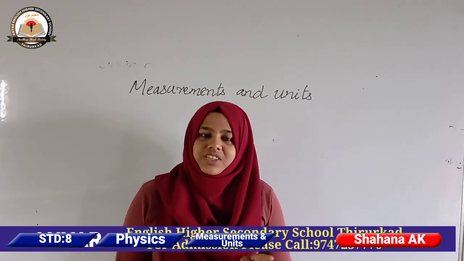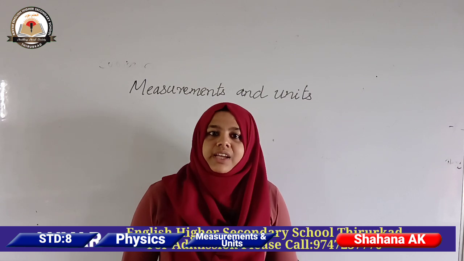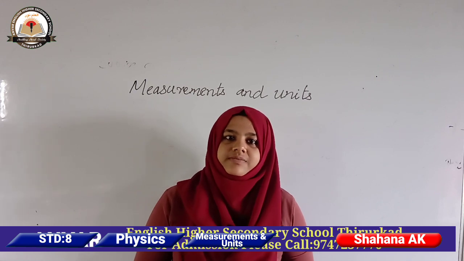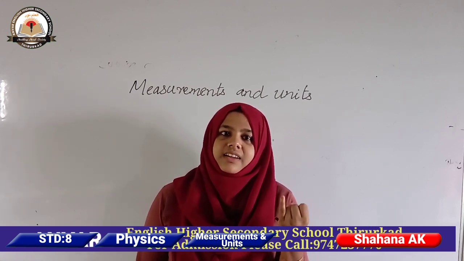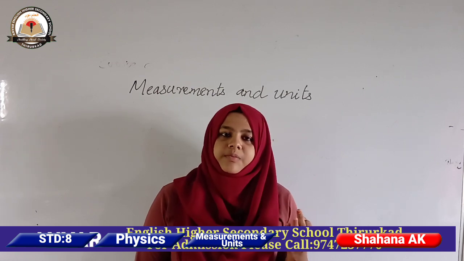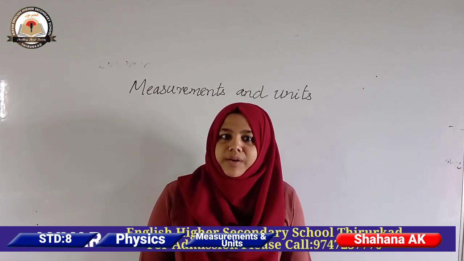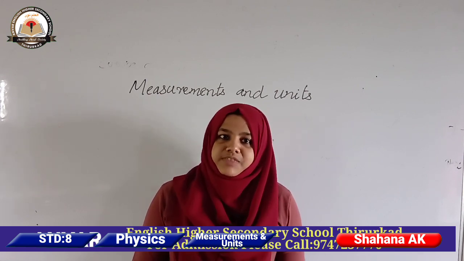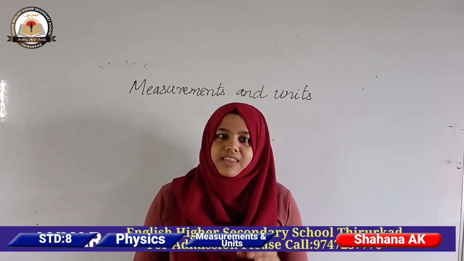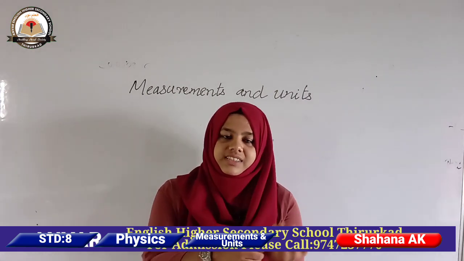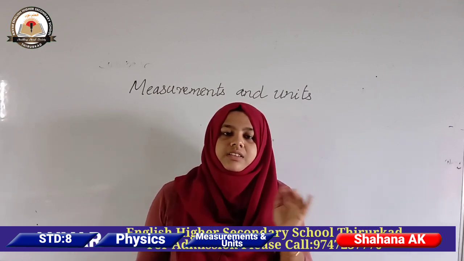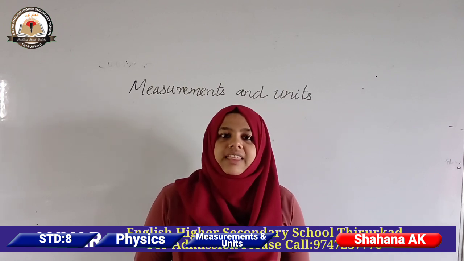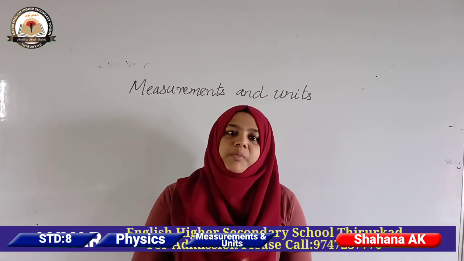Do you know which were the measurements that we were using to measure length in our area? Can you give some examples for that? Vara, Kadam, Muram, etc. Have you heard about Muram? I think you may have heard about it. When we are buying jasmine flowers and all, they are measured like this, using their forearm. So Muram means forearm.